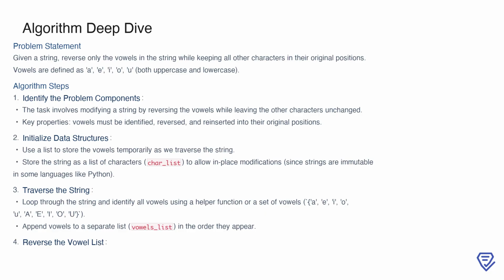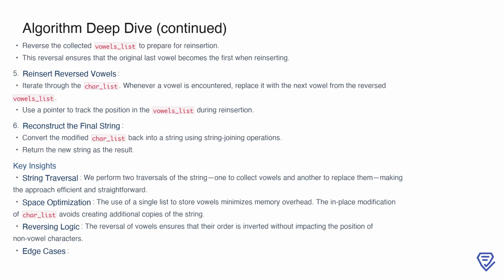The next step involves looping through the string to identify vowels. Using a helper function or a predefined set containing all vowels, we can determine if a character is a vowel and then append it to a separate list in the order it appears. This prepares us for the next phase, which is to reverse the list of collected vowels for reinsertion back into the original string. Once we have collected all the vowels, the next step is to reverse the list of vowels. This ensures that the last vowel encountered in the string becomes the first vowel when we reinsert them.